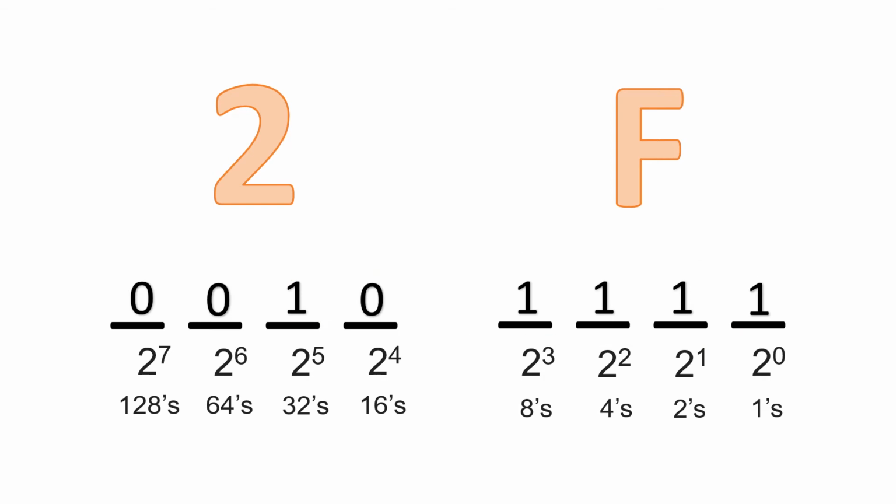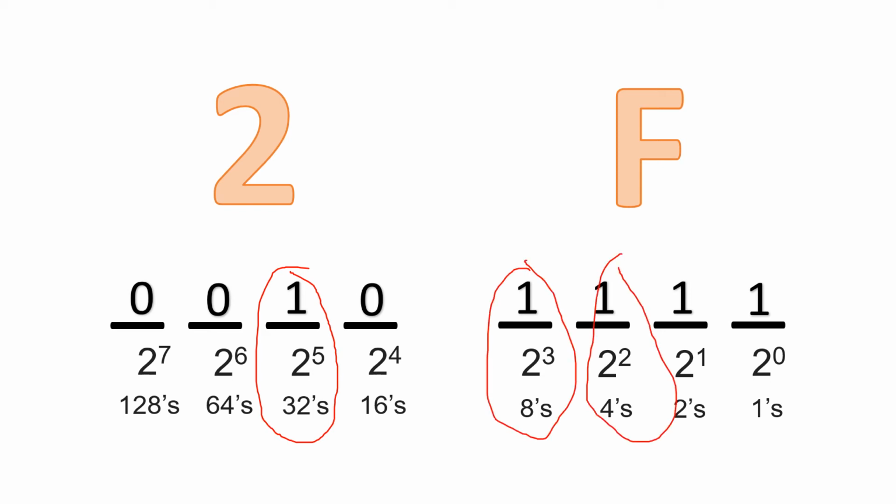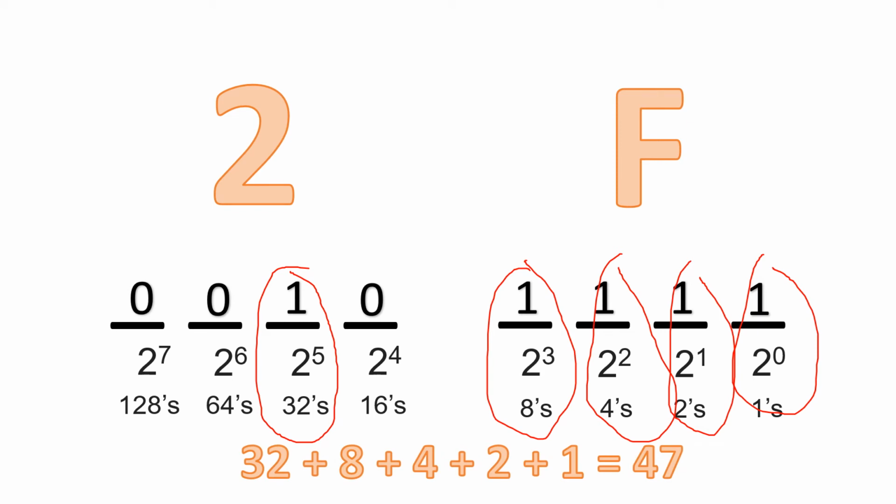This also makes converting from hexadecimal to decimal, or base 10, very easy, okay? Because once we have the binary number, we can solve for decimal the same way we've been doing. So we have 1 in the 32nds, 8s, 4s, 2s, and 1s. If we add those together, we get 47.